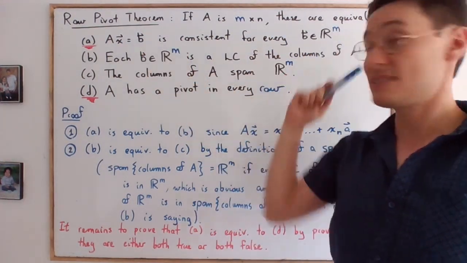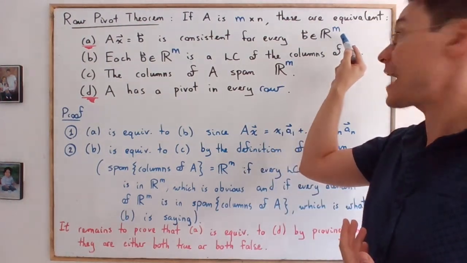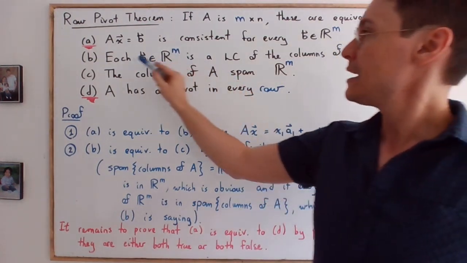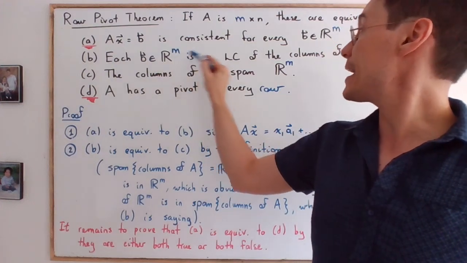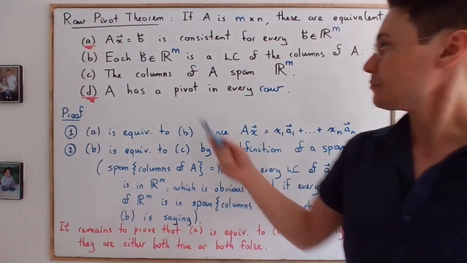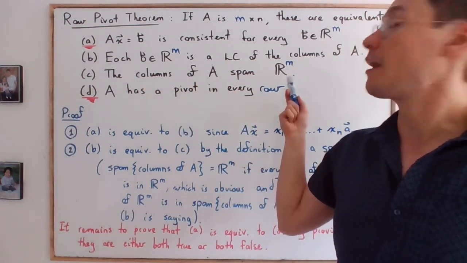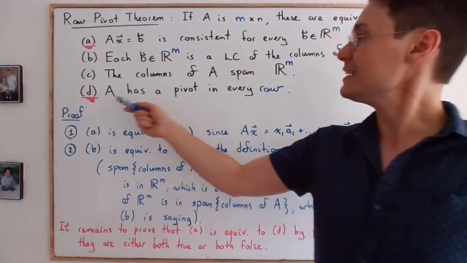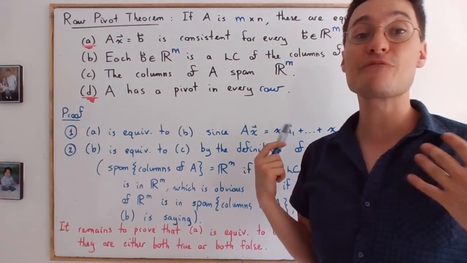A: Ax equals b is consistent for every vector b in Rm. B: Each vector in Rm is a linear combination of the columns of A. C: The columns of A span Rm. And finally, D: A has a pivot in every row.